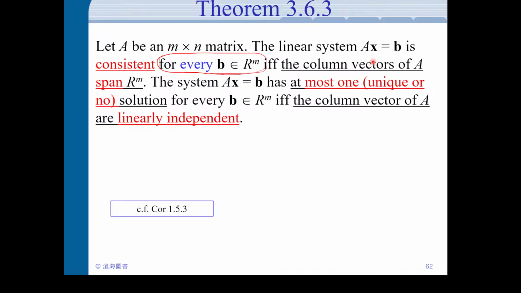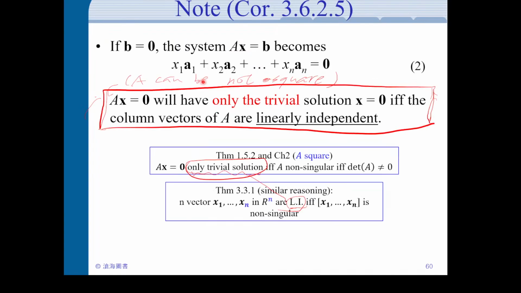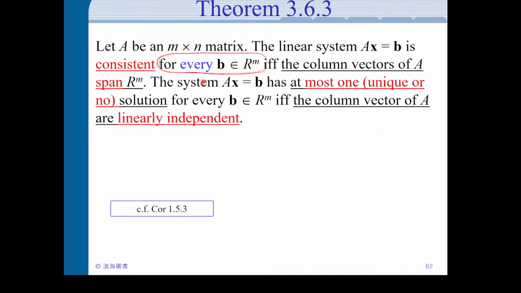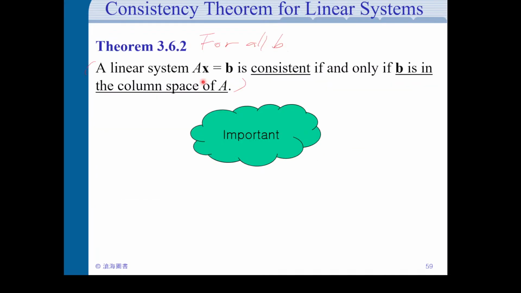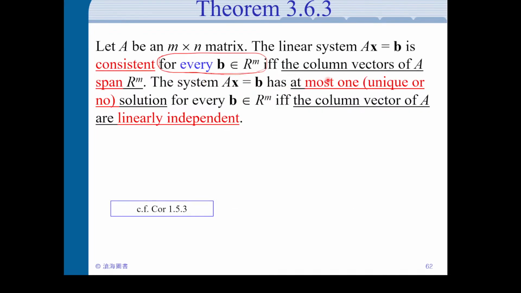Now we look at A first. So we don't choose B first. So we say the column space of A. I guess here you see the second part, the only if part, is also different. So we say the column space of A spans Rn.